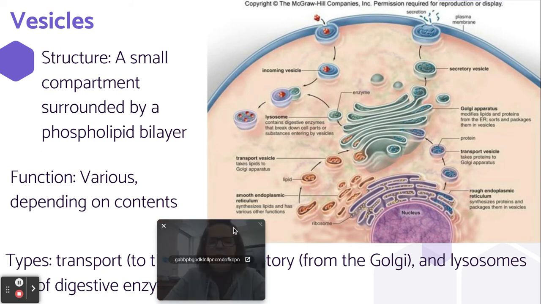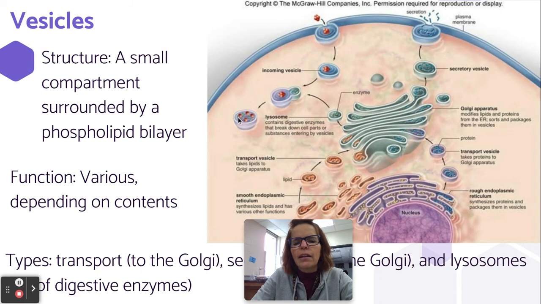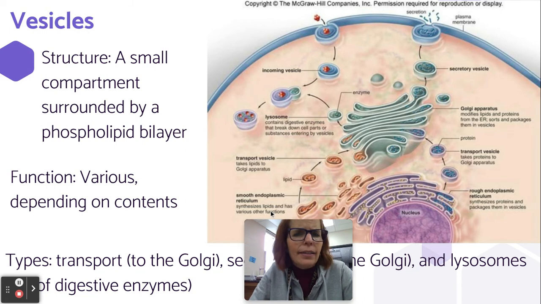And then lysosomes, you can see a lysosome right here. Lysosomes we'll learn more about in the next presentation, but lysosomes have digestive enzymes in them, and they break down molecules or old cell parts. They even help a cell to suicide if the cell is malfunctioning, if it's not working properly anymore, or if it's gotten old.